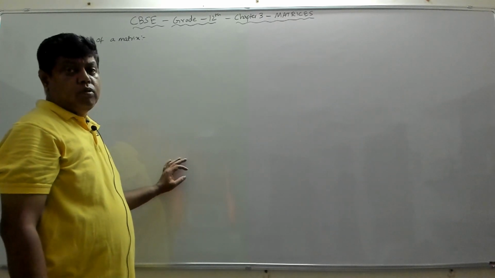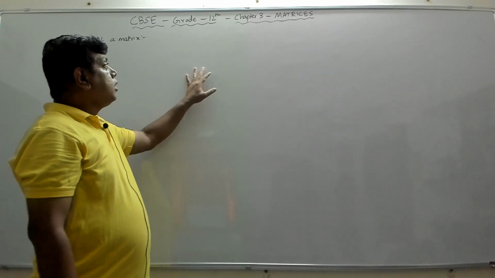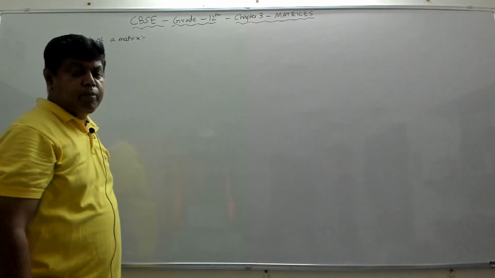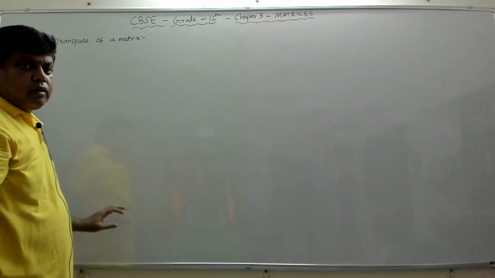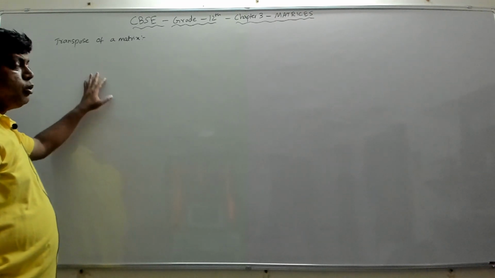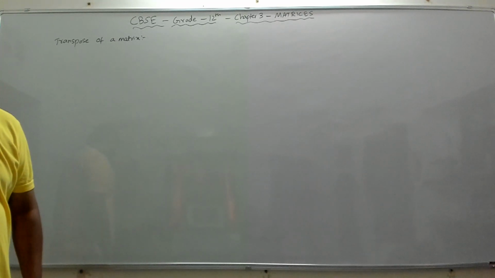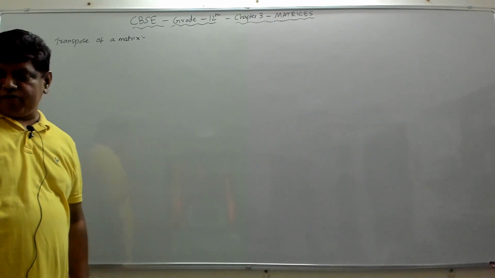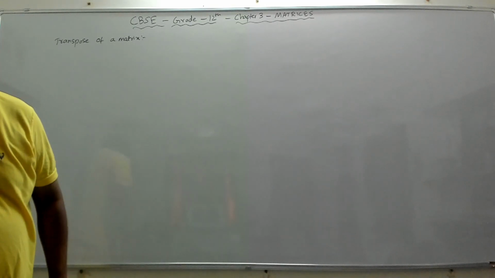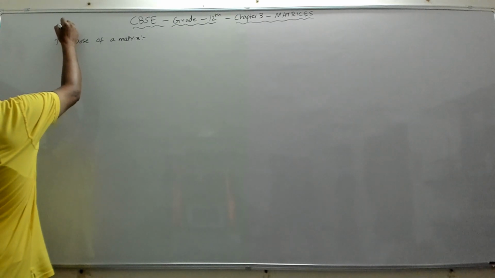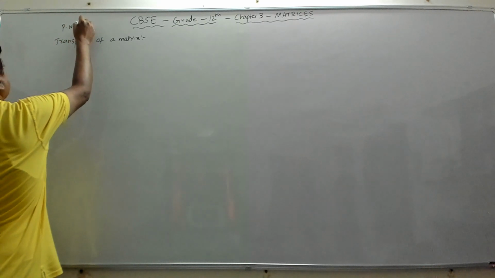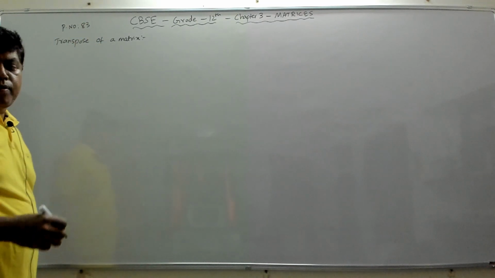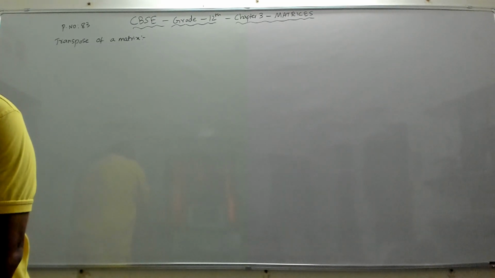In this video, we'll continue with the chapter matrices, which is chapter 3 from your 12th standard CBSE mathematics. We'll continue with the concept called transpose of a matrix. I am at page number 83 of your textbook, which talks about transpose of a matrix.